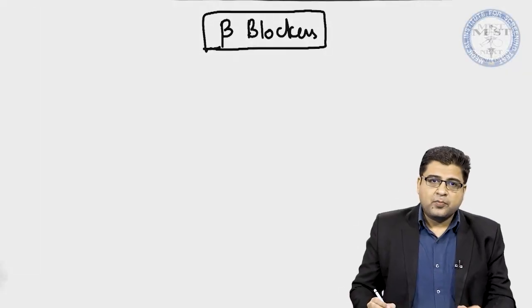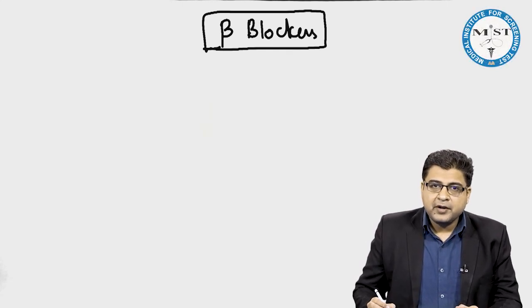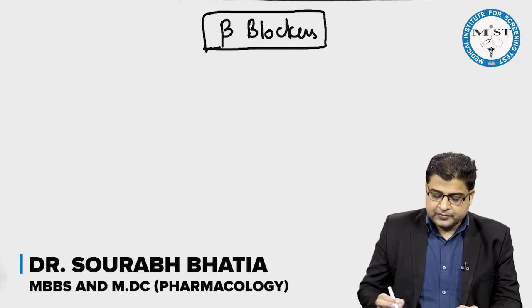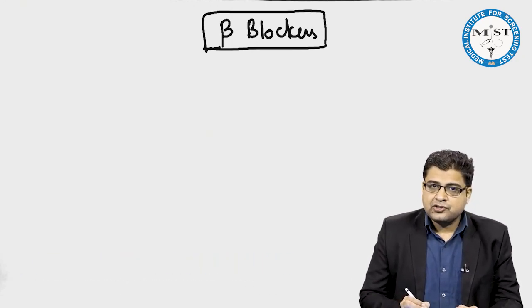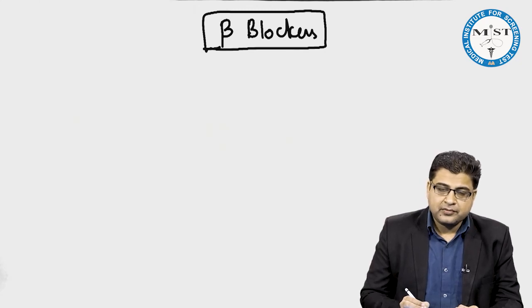So let's talk about the next topic, medicines which are known as beta blockers. First is classification of beta blockers. Beta blockers can be classified in three groups: generation 1, generation 2 and generation 3.